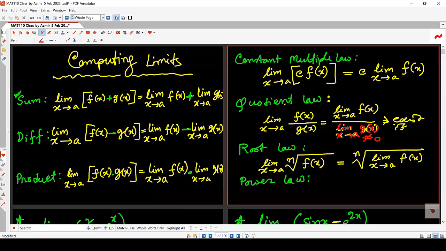Now let's have a look at the power law. So what is the power law? Suppose we have limit x tends to a, f of x to the power n.